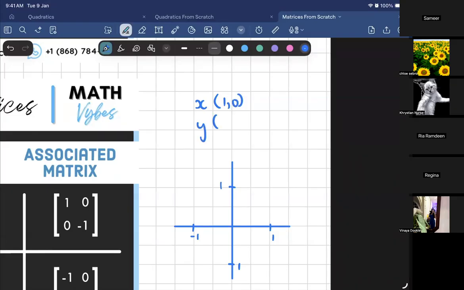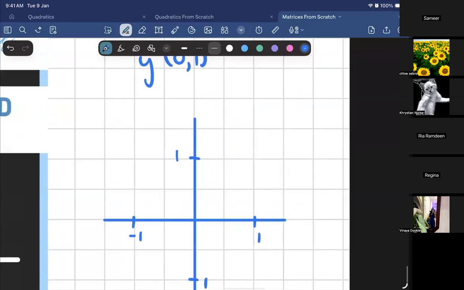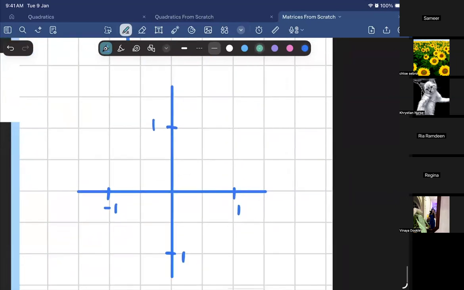0, 1. Chloe, you yourself told me that x is 1 comma 0 and y is 0, 1. Okay, let me ask Ollie what this could be. This looks like a what, if Ollie had to say? Reflection on the x-axis. Nikolai, you agree? Reflection on the x-axis. Yes, sir.